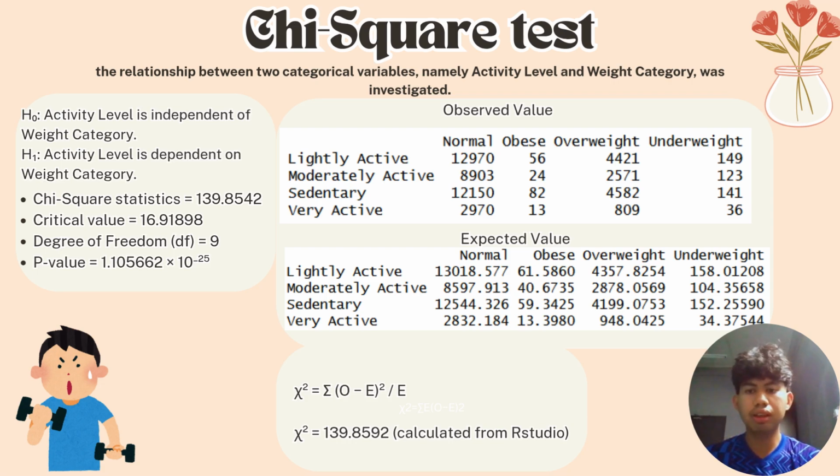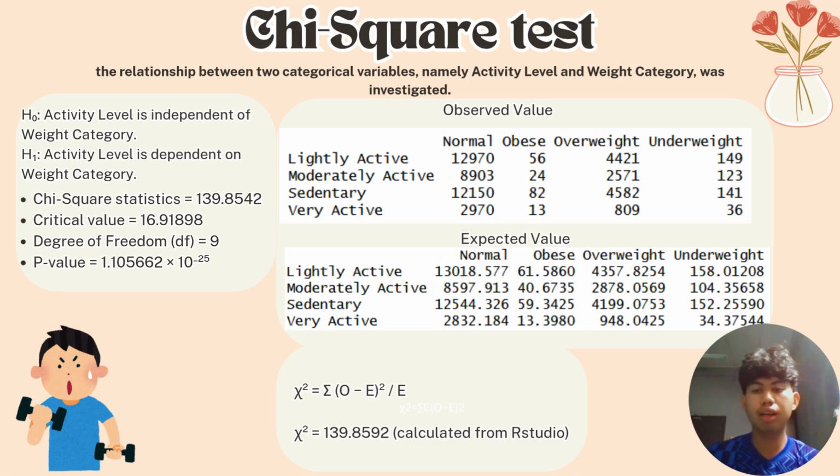The hypotheses for this test are: H0, activity level is independent of weight category; H1, activity level is dependent on weight category. A contingency table was generated by RStudio, followed by the chi-square test of independence. The result from RStudio shows a chi-square statistic of 139.8542 with 9 degrees of freedom.